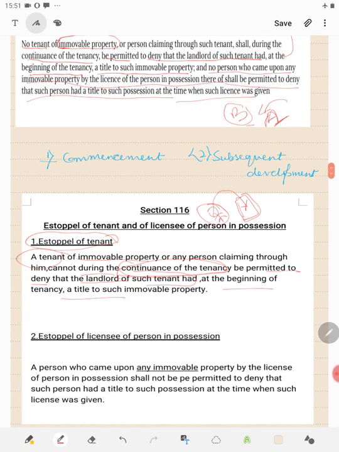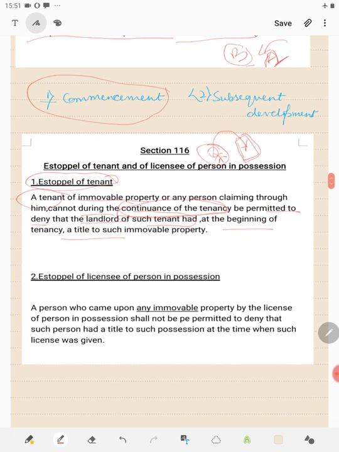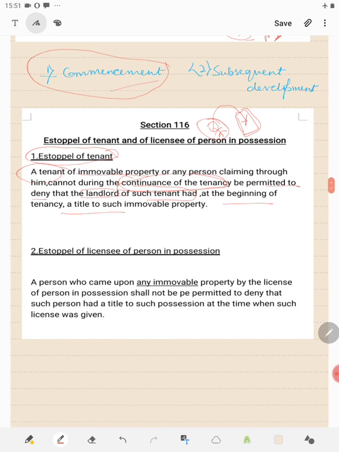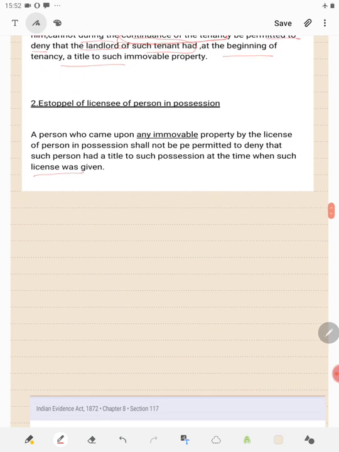But remember that in this case, the important thing is that of commencement. So what cannot be denied is that at the time of commencement there was title of the landlord, or at the time of commencement of license that the person in possession had the right to give the license. But about subsequent developments, one can always give evidence.